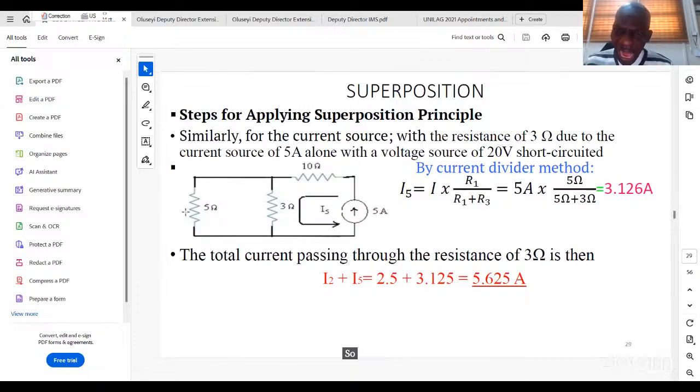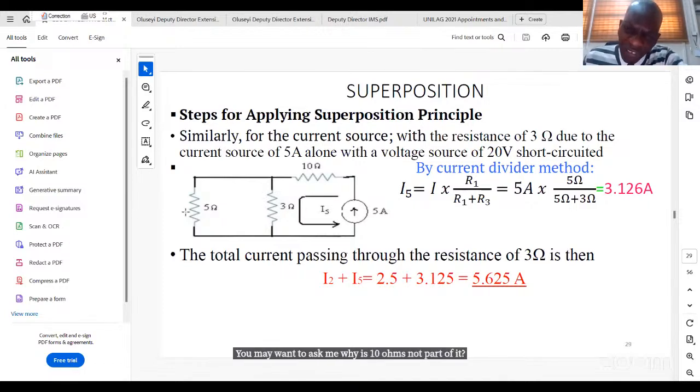So if you do that, I5 amps, let's call it I5 amps, is equal to I times, as I've told you, R1 over R1 plus R3. So we have 5 amps times 5 ohms over 5 ohms plus 3 ohms. You may want to ask me, why is 10 ohms not part of it? Because whatever current is flowing through the 5 ohms will flow through the 10 ohms. And what we want to discover is the current flowing in the 3 ohms resistor. Remember, that's our I.